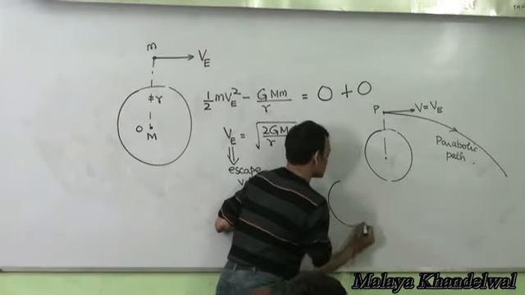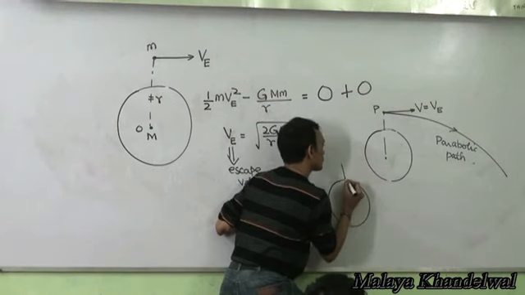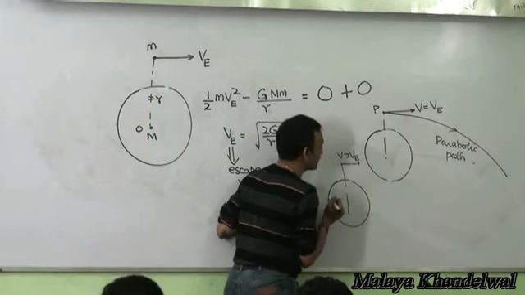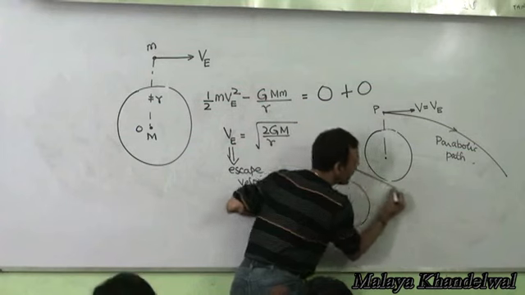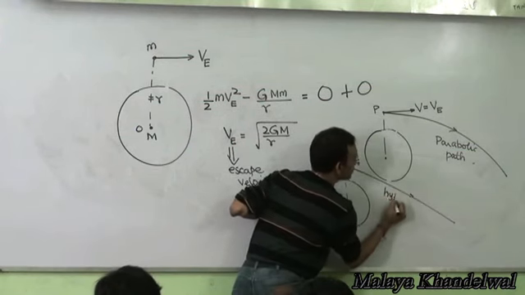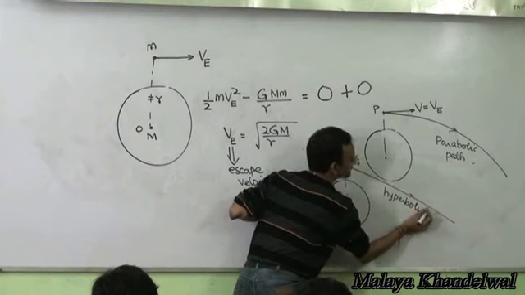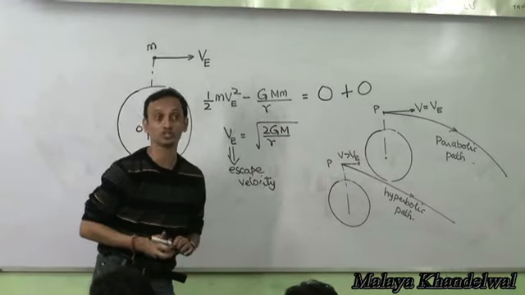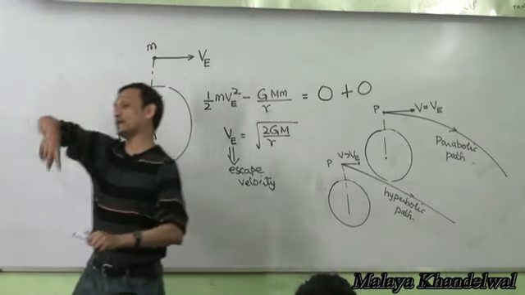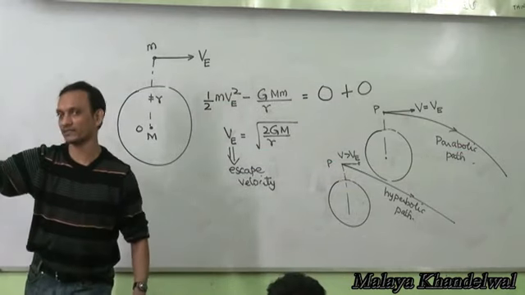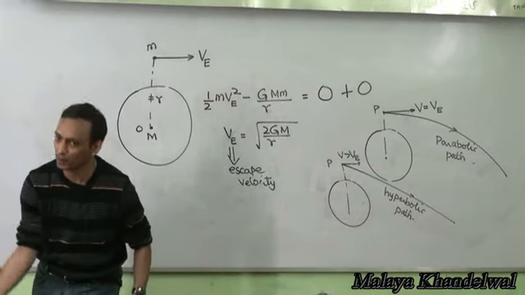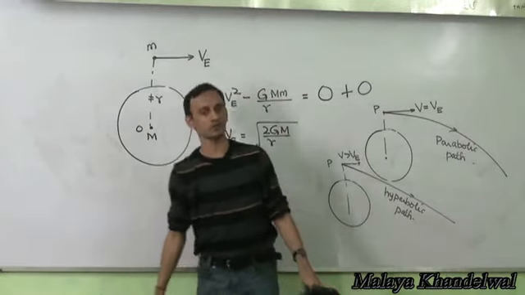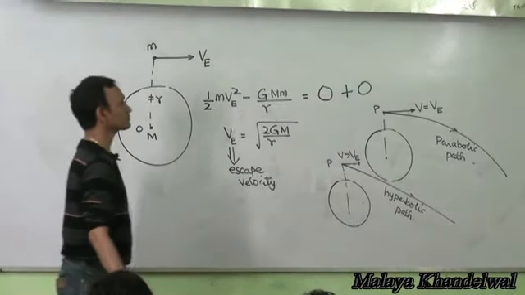If you impart it a velocity greater than the escape velocity, then also it will escape to infinity, but it will take a different path. It will take a hyperbolic path. For V equal to V escape, it will take a parabolic path. For V greater than V escape, it will take another path, which is the hyperbolic path, right?